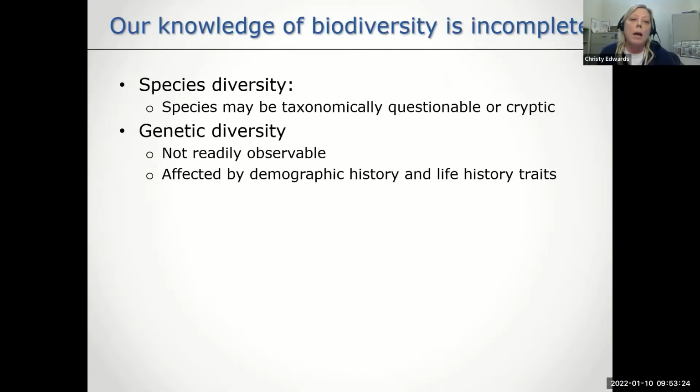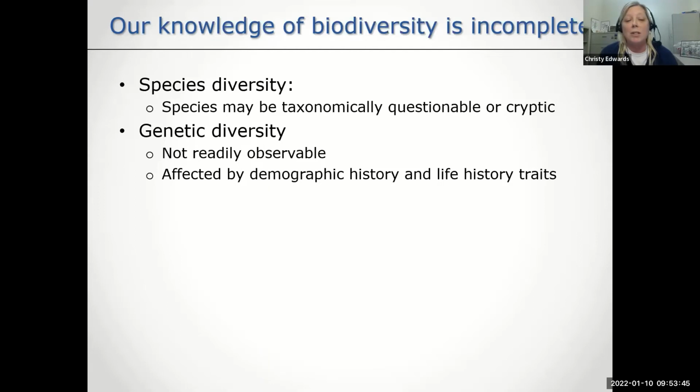But I would argue that our knowledge of biodiversity is incomplete. And I think there have been a lot of talks that have talked about that at the species level, where species could be taxonomically questionable, there could be hybridization, there may be cryptic species out there. But it's particularly so at the level of genetic diversity.